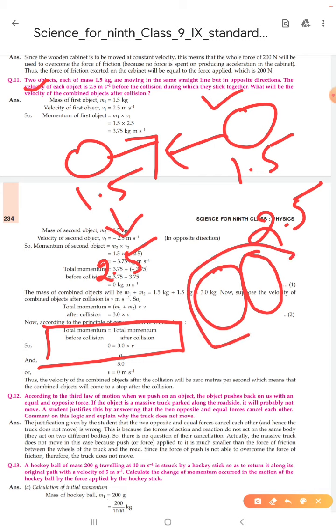Now this is only one object, this is the question, you have to understand this. It is asking: there are two objects whose mass is 1.5 kg each. Both are moving in the same straight line, but in opposite direction with the same velocity, which is 2.5 meter per second. After the collision they stick together, and what will be the velocity of the combined object after collision? Okay, this is the question.